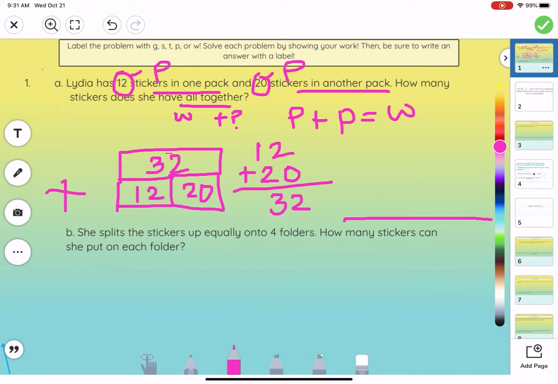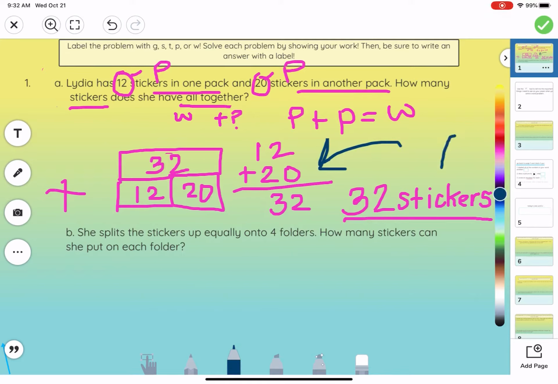The last thing I need is an answer with a label at the bottom. So this means I need a number and a word. How many stickers does she have all together? She had 32 stickers. This helps my teacher clearly find my answer and helps be sure I don't get it wrong from not writing the correct thing. So what I want you to notice is I've labeled my problem, I have drawn a picture, I wrote an addition equation, and I wrote an answer with a label.